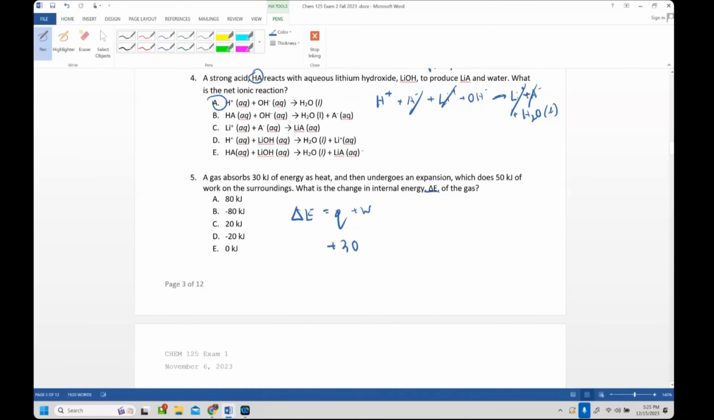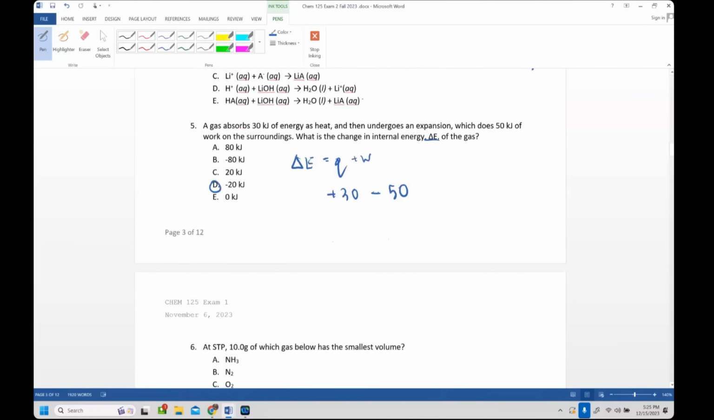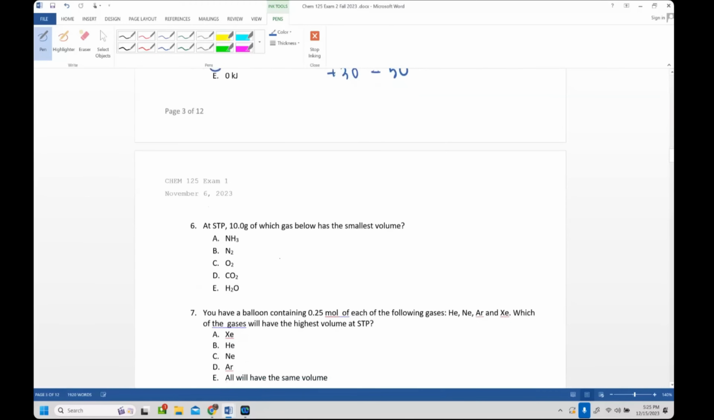W, so then it undergoes an expansion, which does 50 kilojoules of work on the surroundings, meaning negative. So minus 50 kilojoules of work. So then we have Q plus W is 30 minus 50, so negative 20. So D is the answer. Okay, next.